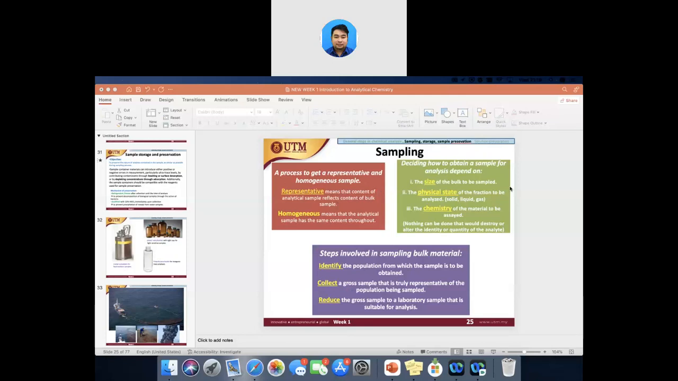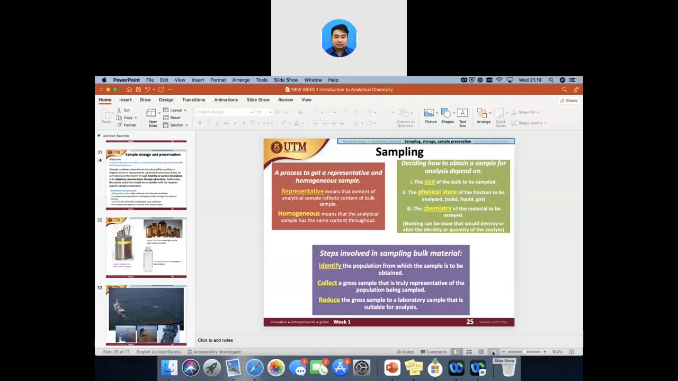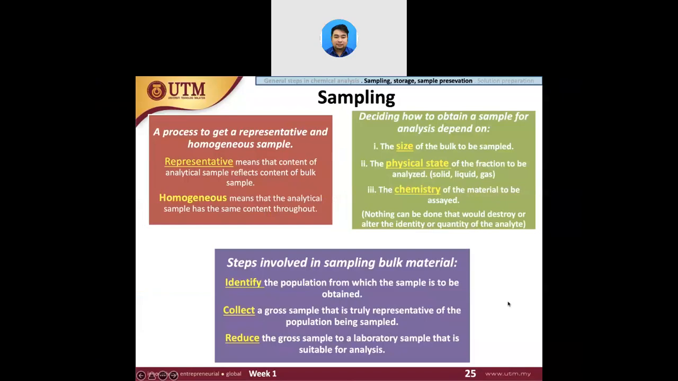Okay, good morning everyone. So we will continue our lecture for chapter 1. Okay, so now we are going to look at sampling, storage and sample preservation.